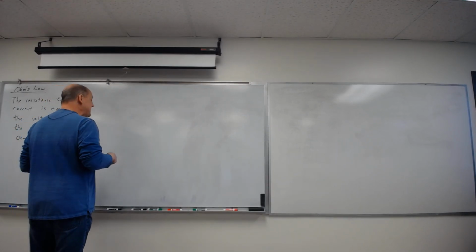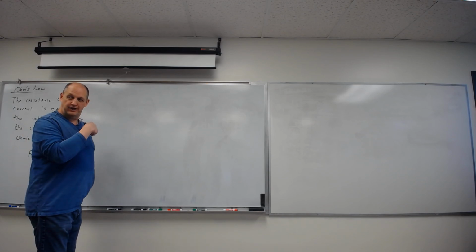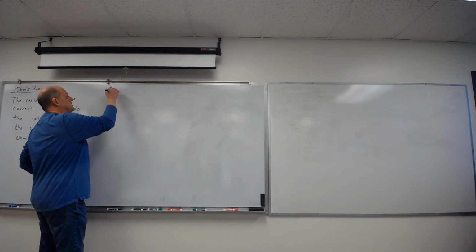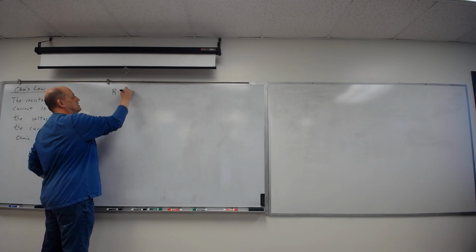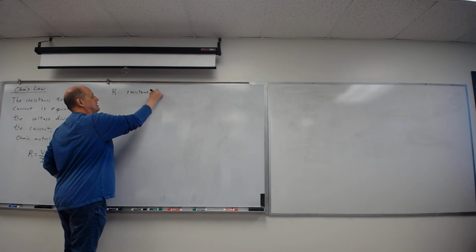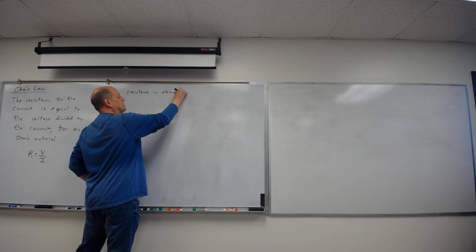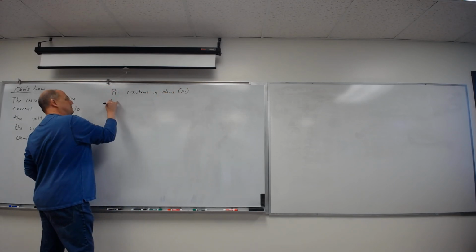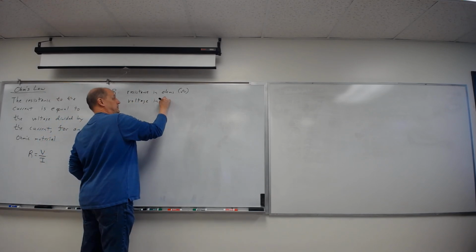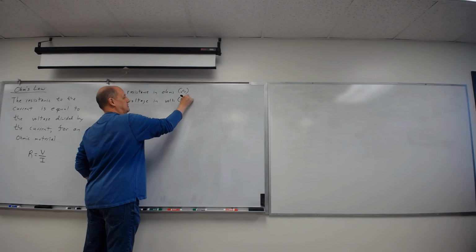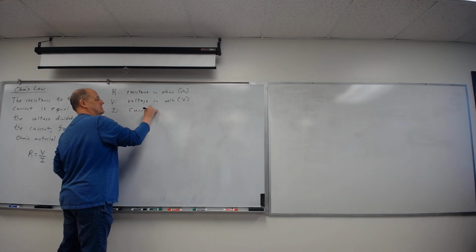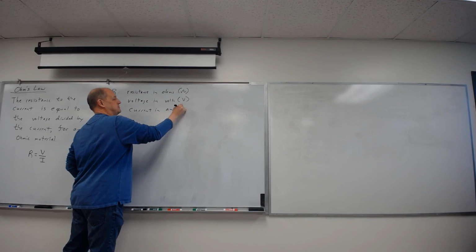Now, the way we usually use this is an algebraic equation where R is the resistance in ohms. V is my voltage in volts. And I is my current in amps.